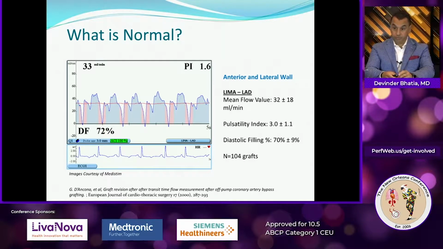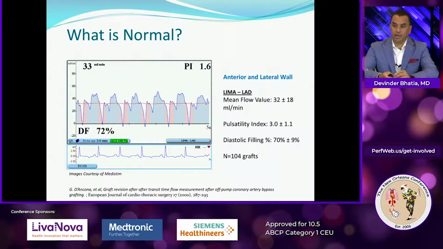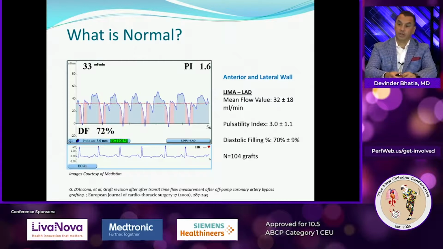So what's normal? In the anterior and lateral wall for a mammary to LAD, a mean flow value of anywhere from 32 to 50 milliliters per minute. I've seen even higher. A pulsatility index of 3 plus or minus 1.1. I've seen them as low as less than 1 before. And diastolic filling of 70% plus or minus 10%. So the left-sided diastolic filling should be a little higher than the right side due to the pressure differences on the right versus left. Would you mind if I interrupted you just for 1 second?